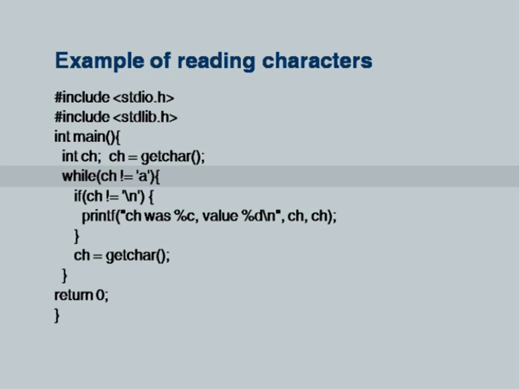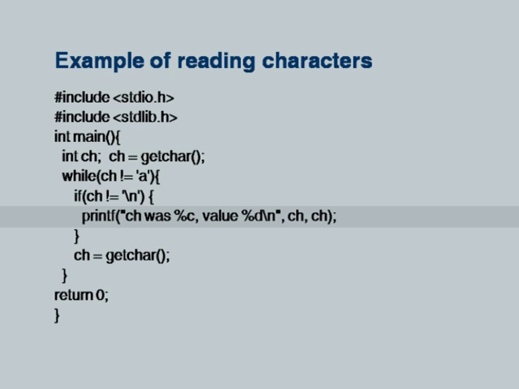So if the character that I type on the keyboard is B or T or D, it will not match. If I type A, it will match. So the moment it matches, the while loop will break and I will get out. Otherwise, I will check whether the character given is backslash n, which is a newline character. When I press the return key or enter key on my keyboard, I actually send a newline character. If it is there, then it will print that the character was a newline character. But notice how it is printing that newline character.